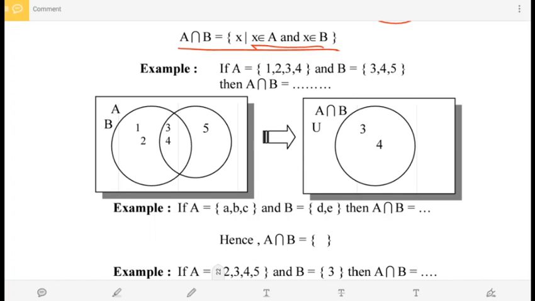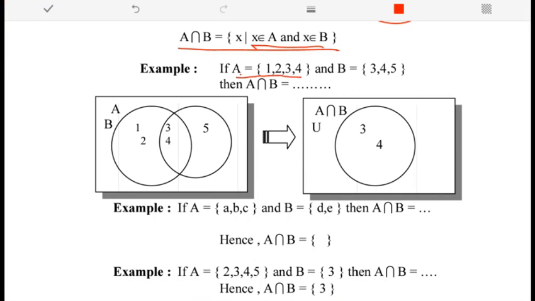If I have set A is the set of 1, 2, 3, and 4, and your B is the set of 3, 4, and 5. So what is common between these two? I can have 3 here, I can also have 3 here, I can also have 4 here, I can also have 4 here. That means the common between them is 3 and 4. That's it, finish. Now, for the next example, if I have A is the set of a, b, and c, and your B is the set of d and e. What is common between them? There's no common elements. Therefore, the answer will be the empty set.